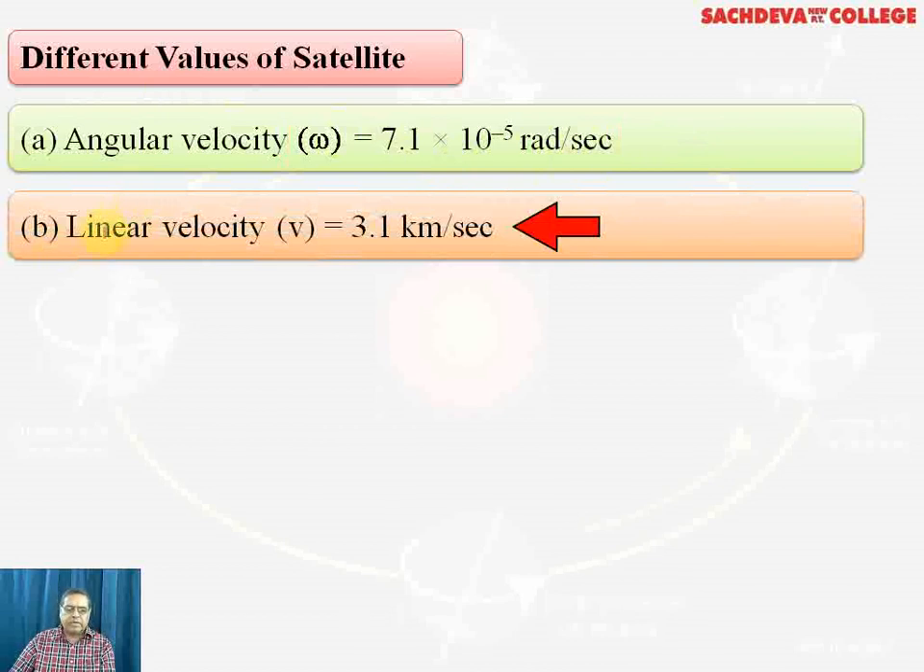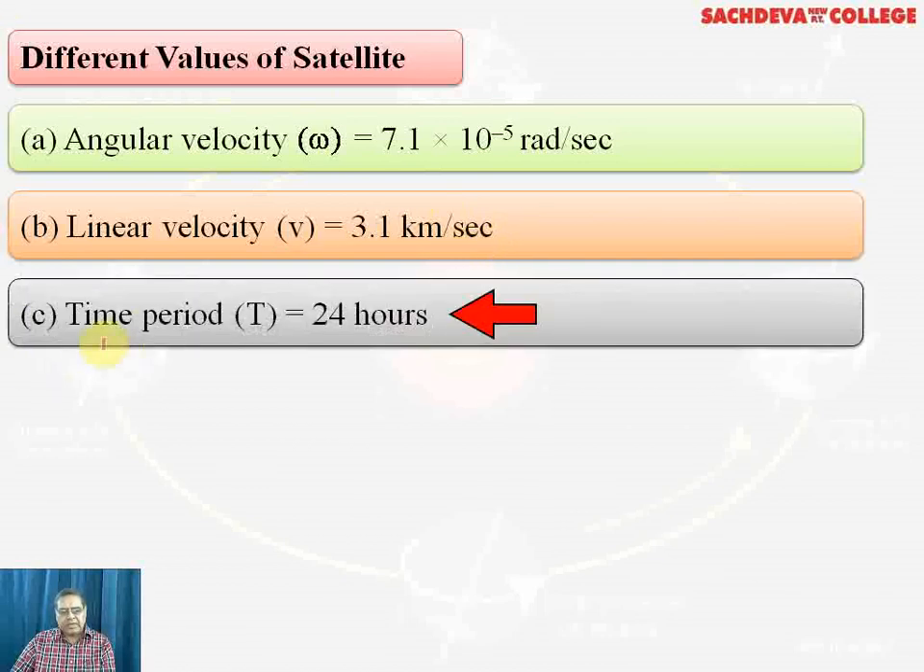Now we have to go through the linear velocity of the geostationary satellite. The geostationary satellite is spinning with the same velocity as Earth. So the spin velocity of the geostationary satellite is 3.1 kilometers per second. It means that during the spin, in 1 second it covers a distance of 3.1 kilometers. The time period of the geostationary satellite is 24 hours. We are repeating it, however, I have explained it earlier.